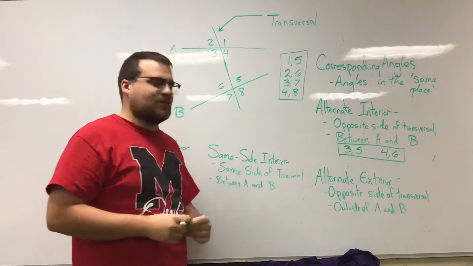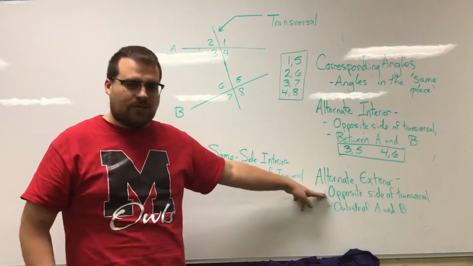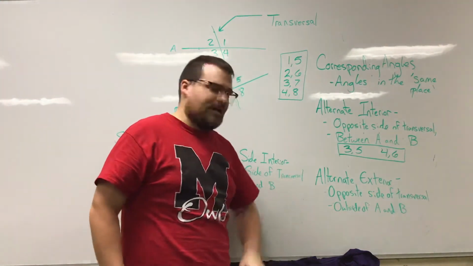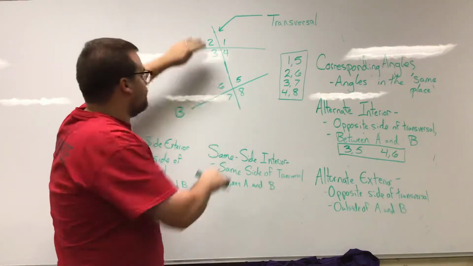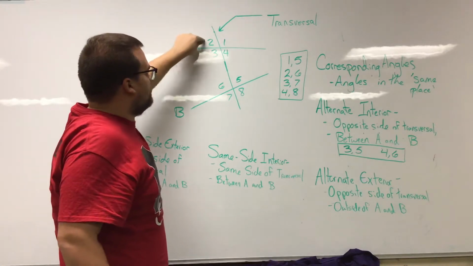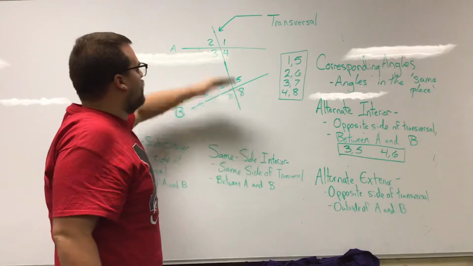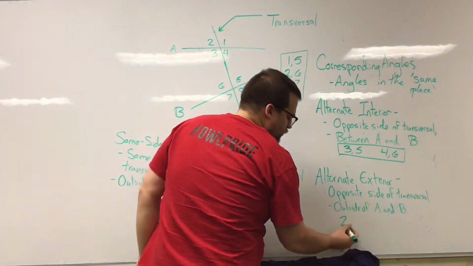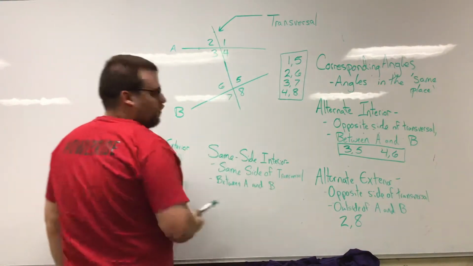Alternate exterior. Well, opposite side of the transversal again, left and right, but now it's on the outside of A and B, meaning that instead of being in between this space, it's out here. So let's look at our opposite sides. 2 and 8, opposite sides of the transversal. Both of them are on the outside of our lines. So I'm going to write that down here, 2 and 8. And then our other pair, 1 and 7.